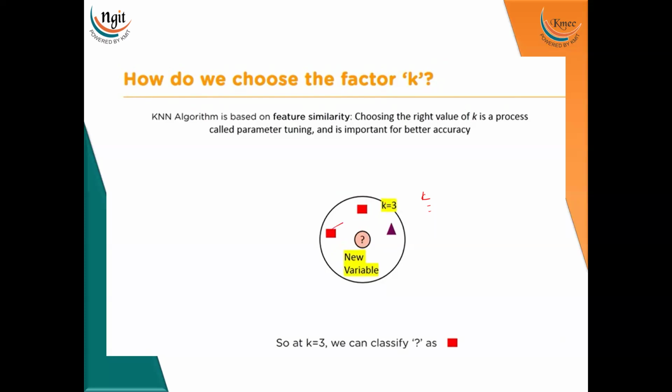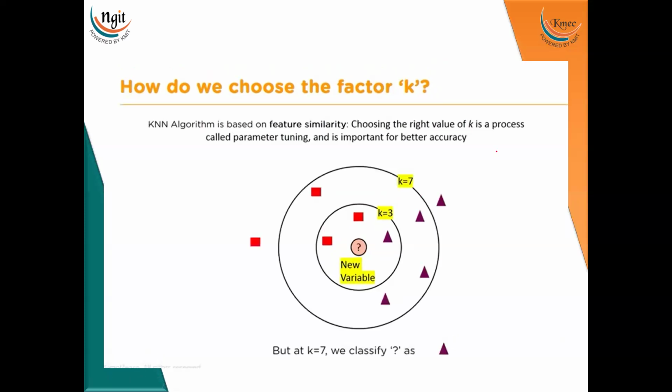So we can classify that the new data point belongs to this particular class. In the same example, if we take K equal to 7, the majority says that it belongs to the triangle. So in this case, we classify the new data point as a triangle. So choosing the right value is a very important thing in the KNN algorithm, because it gives us better accuracy.